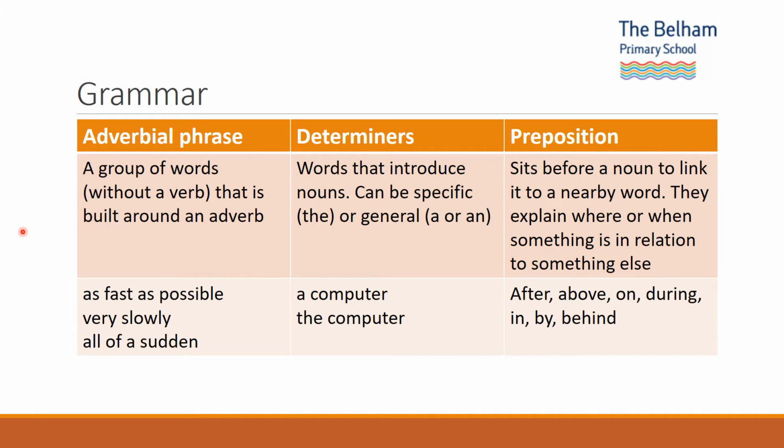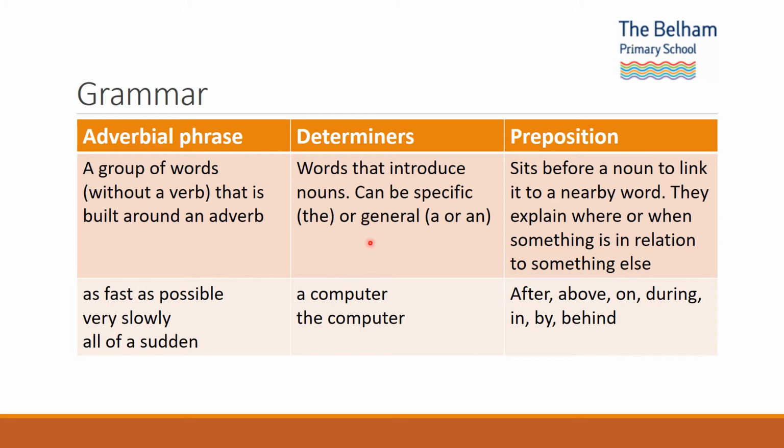Okay, moving on again. I'm just going to touch on phrases here, but we will return to phrases again later on in more detail. So I'm just going to talk about adverbial phrases. An adverbial phrase is a group of words without a verb that is built around an adverb. You might remember an adverb is a word that gives you additional information about the verb in the sentence. So some examples are as fast as possible, very slowly, all of a sudden. So in very slowly, the adverb is slowly and the adverbial phrase is very slowly.